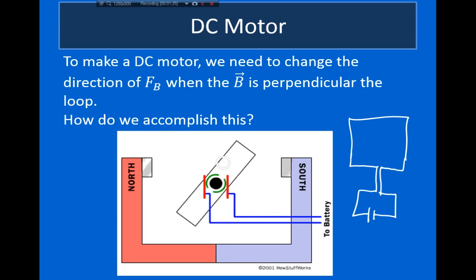So here I have this animated GIF that I stole from How Stuff Works, and it basically just illustrates this idea. So these green lines here, they represent the leads that are connected to this coil, and these red lines here represent the leads connected up to the battery. And what we can see is that as this coil rotates around in a circle, the leads that are connected to the battery are constantly changing. And what that does is it changes the direction that the current flows through the loop, so that the torque is always pointing in the same direction. And so this is exactly what happens inside a DC motor.